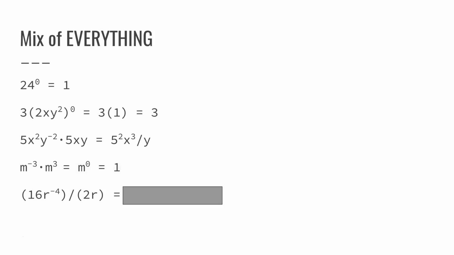The final one for this lesson, 16r to the -4th divided by 2r. 16 divided by 2 is 8. R to the -4th divided by r, well, we're dividing our bases, so subtract your exponents. There's an invisible 1 right here. -4 subtract 1 is -5. So we have 8r to the -5th power, but we don't want a negative exponent, so bring that r to the 5th to the bottom of the fraction.